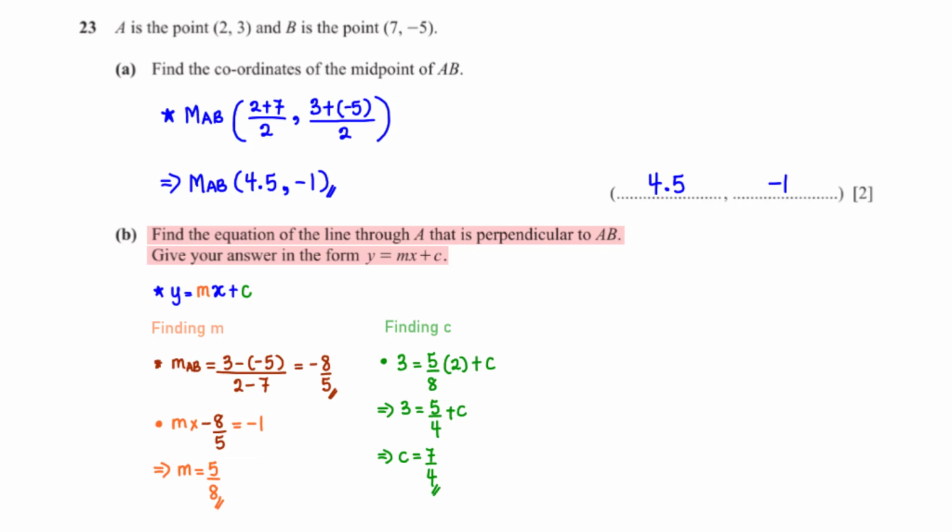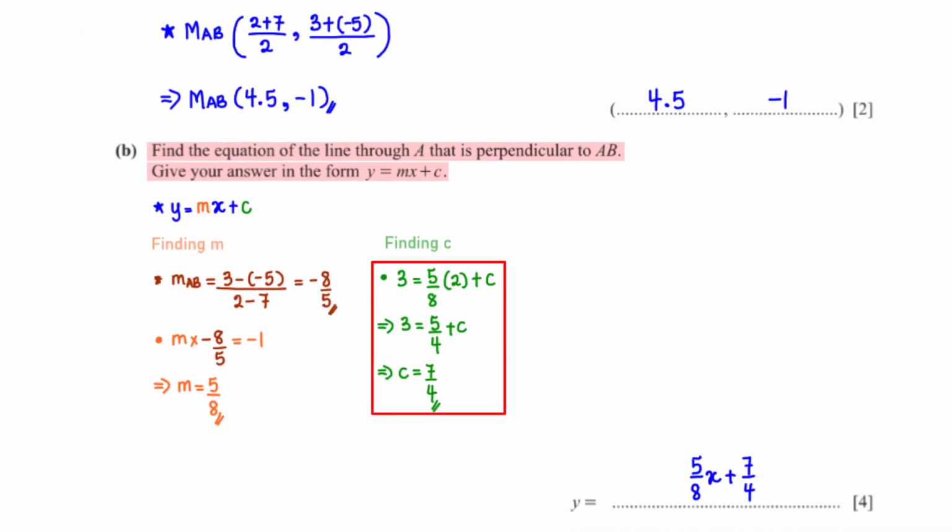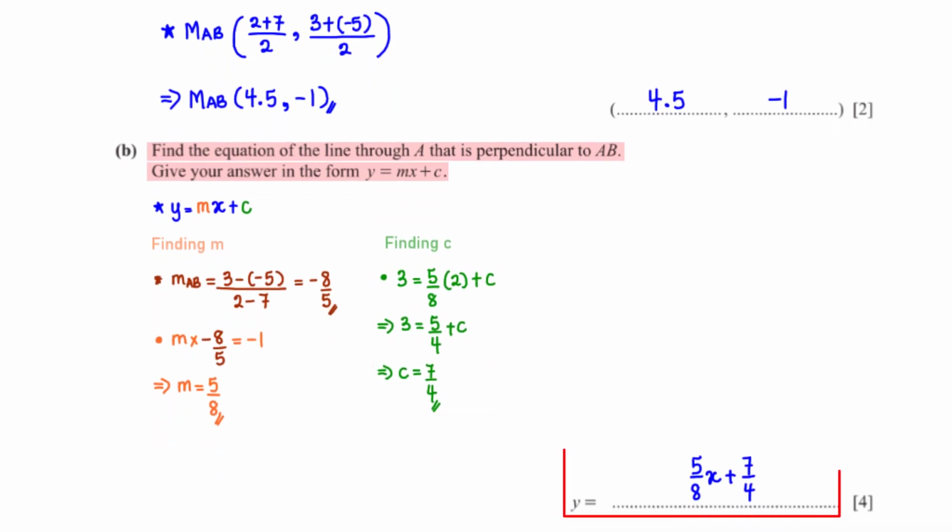We've been told the perpendicular line passes through point A. So to get c, we plug in the value of m and the coordinate of A into y equals mx plus c. This gives us 3 equals 5/8 times 2 plus c. 5/8 times 2 is 5/4. When we subtract 5/4 from both sides, we get c equals 7/4. So we have y equals 5/8 x plus 7/4.